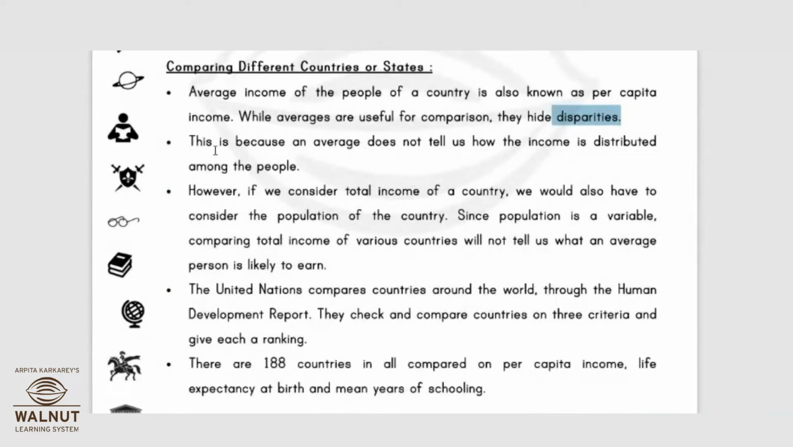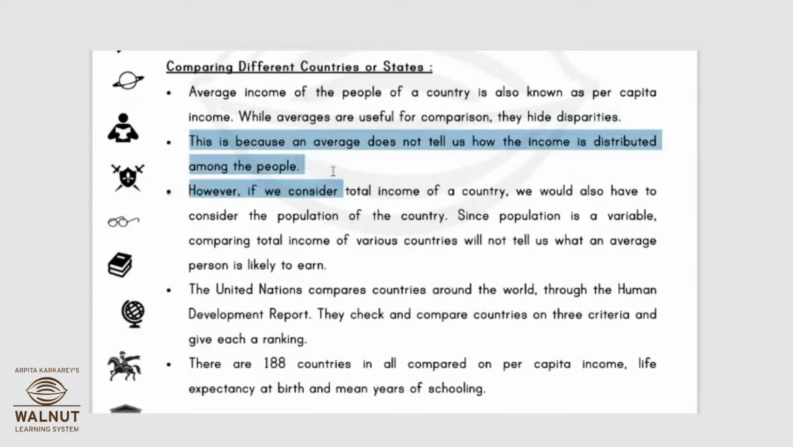So this is because the average does not tell us how the income is distributed among the people. Average gives us a figure. Like I gave you the example of your own height. I can say that the average height of the students of class 8A is 5 feet. Does that mean that each and every student over there is 5 feet? No.